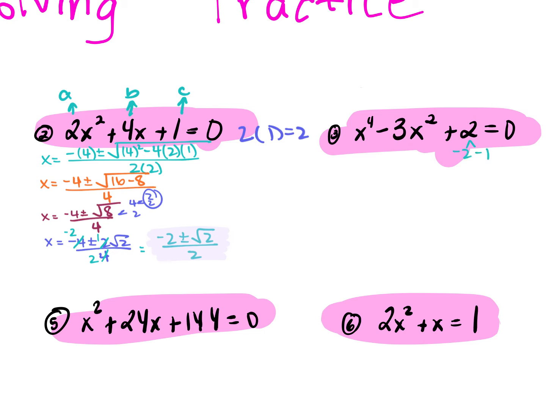So because this is x to the 4th power, it's going to factor out to be x squared minus 2 times x squared minus 1 is equal to 0. Can you still factor any of these?